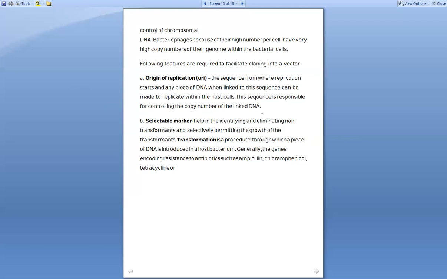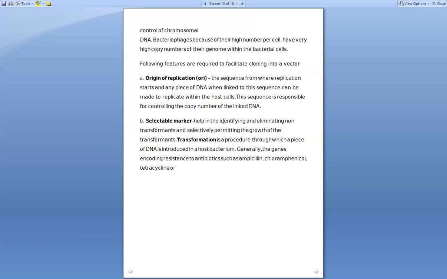So the copy number of linked DNA means, in the plasmid DNA, wherever it has been linked, at that portion it is going to control the copy number. So it is going to duplicate the number of DNA copies. As the replication is continuously taking place, this is said to be the origin of replication. The second is the selectable marker.